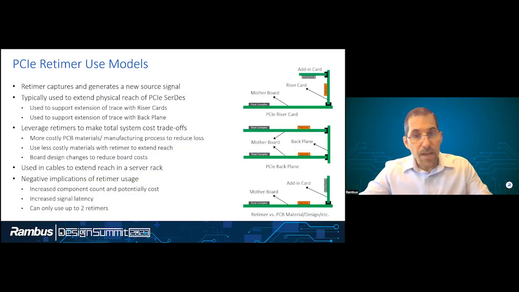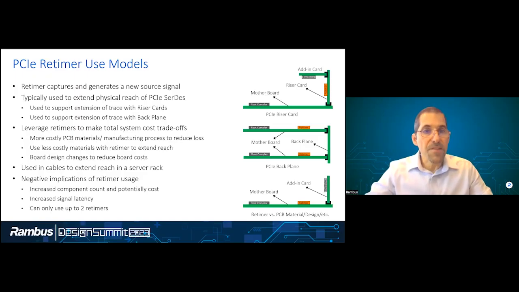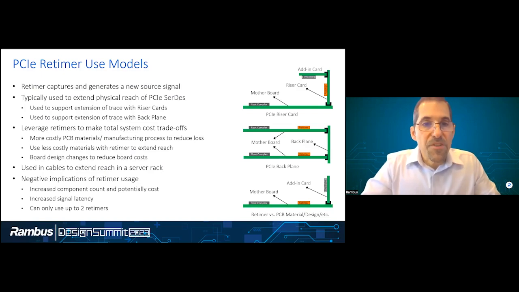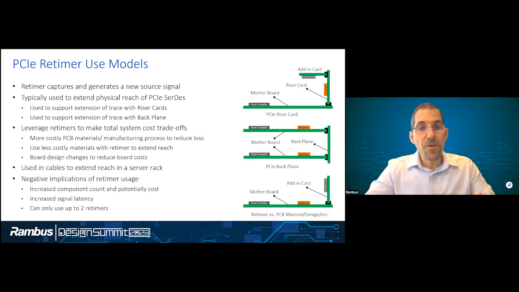And so a retimer has the SerDes on both ends, obviously receive in, transmit out, but it has the retimer controller in between, which enables the protocol to be remapped, if you will, and sent downstream. Over on the right side, the top two diagrams I'll show you are examples of what I mentioned in previous slides, the riser card and the backplane.